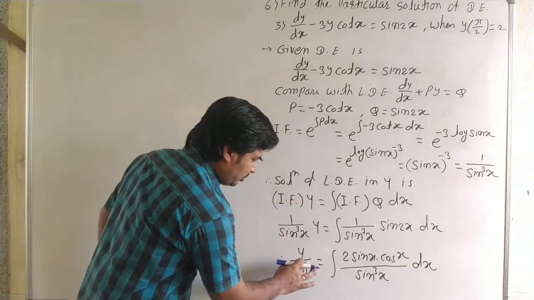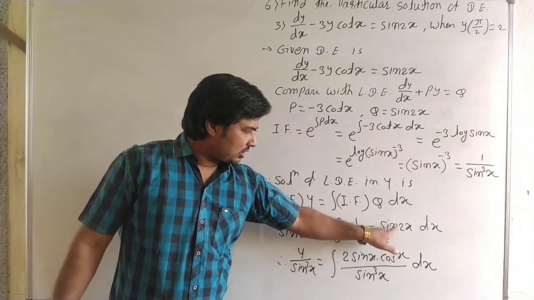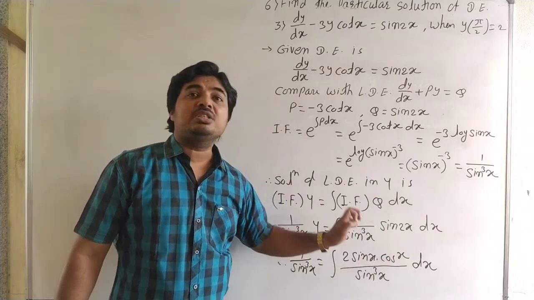y upon sin cube x is equal to 2 sin x cos x upon sin to the power 4 x. It is a formula for sin 2x. Now sin x gets cancelled, leaving 2 cos x upon sin square x.